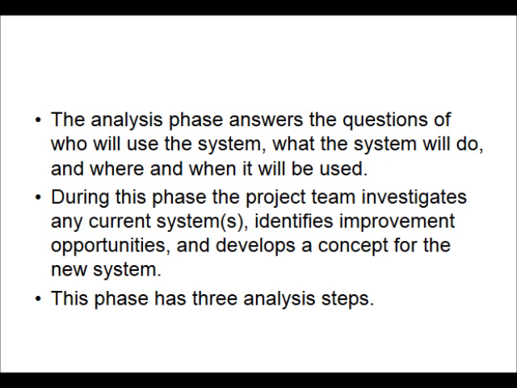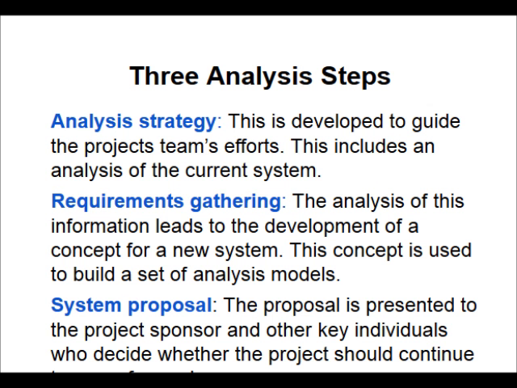Phase 2 is analysis. The analysis phase answers the questions of who will use the system, what the system will do, and where and when it will be used. During this phase, the project team investigates any current systems, identifies improvement opportunities, and develops concepts for the new system. This phase has three analysis steps. The three analysis steps are analysis strategy, requirement gathering, and system proposal.